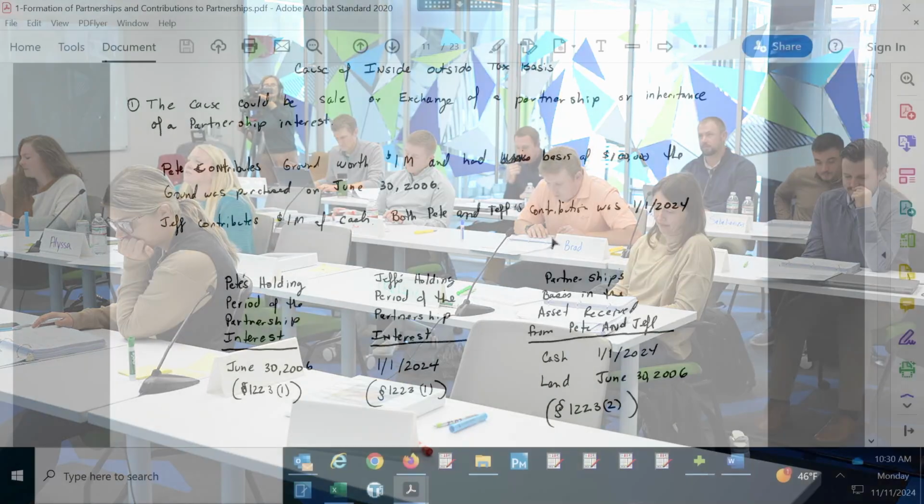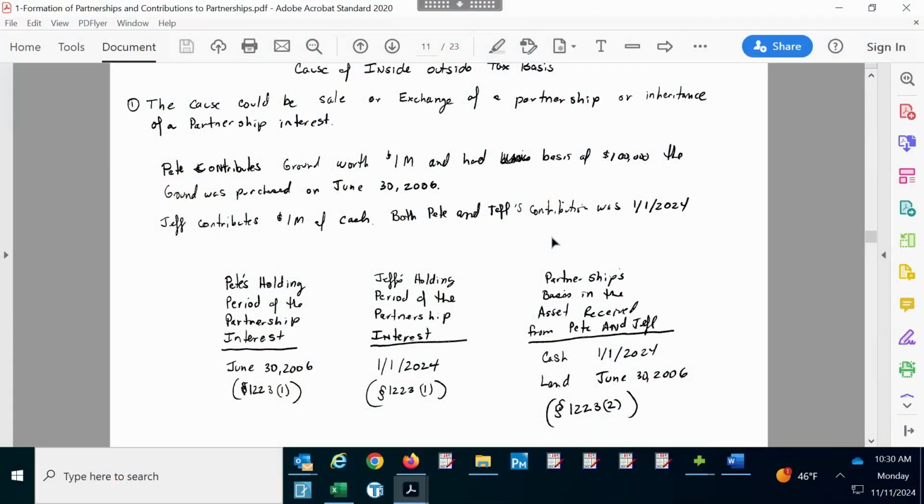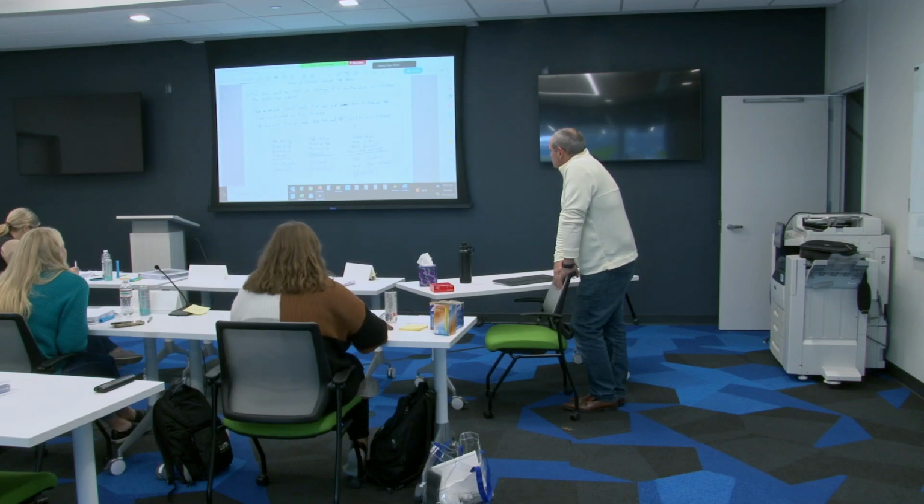Okay. Brad, what's this say? The cause could be the sale or exchange of a partnership or inheritance of a partnership interest. Pete contributes ground worth $1 million and had a basis of $100,000. The ground was purchased in '06. Jeff contributes $1 million of cash. Both Pete and Jeff's contributions were at the beginning of 2024.